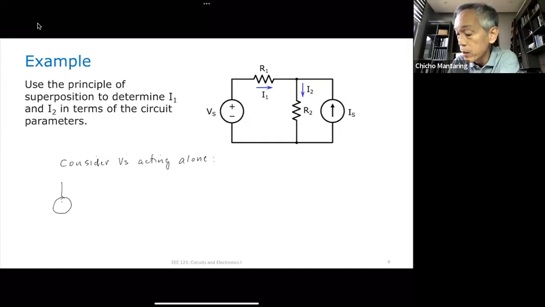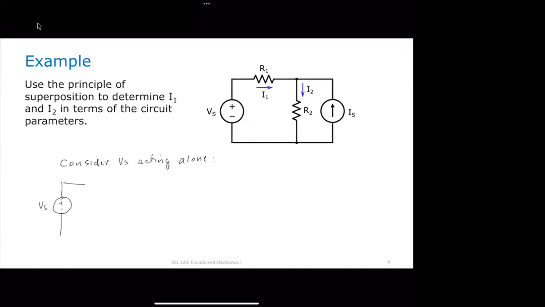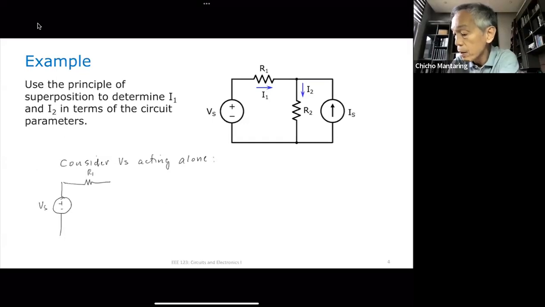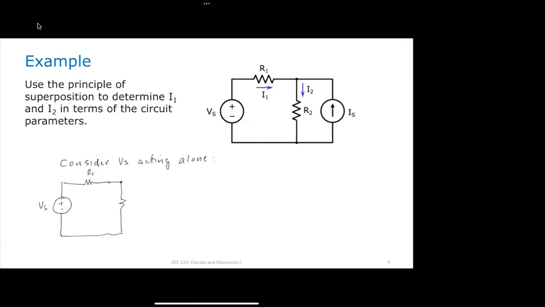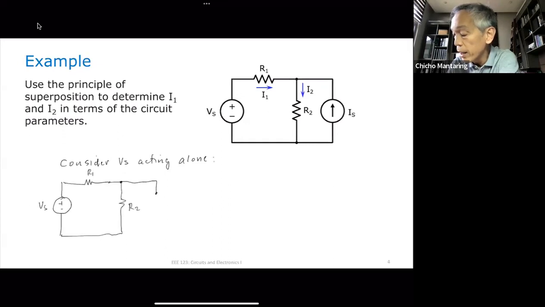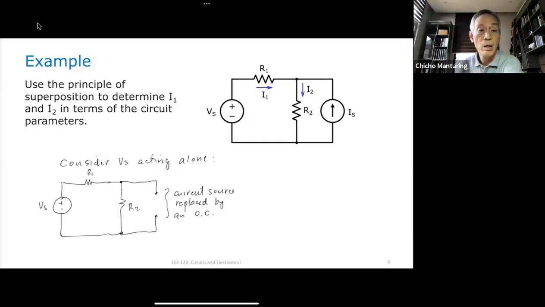Okay, so what will my circuit look like? My circuit will look like this. I have V of S, I have R1, I have R2. What will happen to my current source? My current source, because I want to suppress it, I want to reduce it to zero, will be replaced with an open circuit. So now I have, let me call this I1A, and let me call this I2A, where I1A and I2A are I1 and I2 due to the voltage source acting alone.